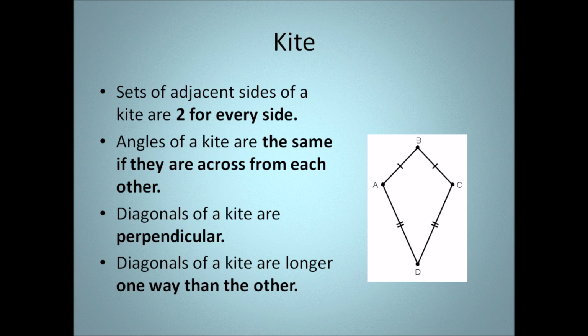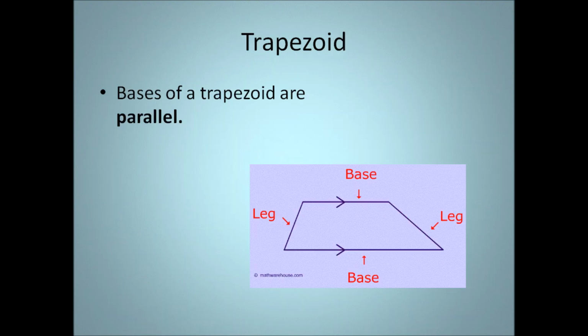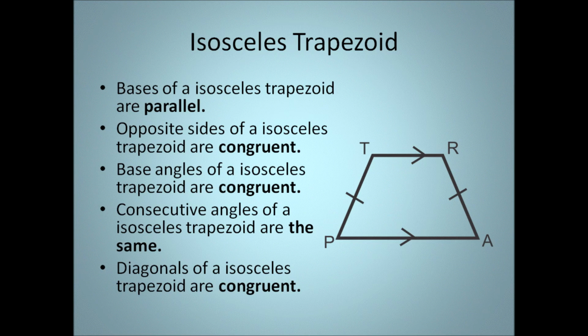Up next we have the trapezoid, with 1 property. The trapezoid's bases are parallel. And up next we have the isosceles trapezoid, with the bases being parallel, the opposite sides being congruent, the base angles being congruent, the consecutive angles being the same, and the diagonals of the isosceles trapezoid being congruent.